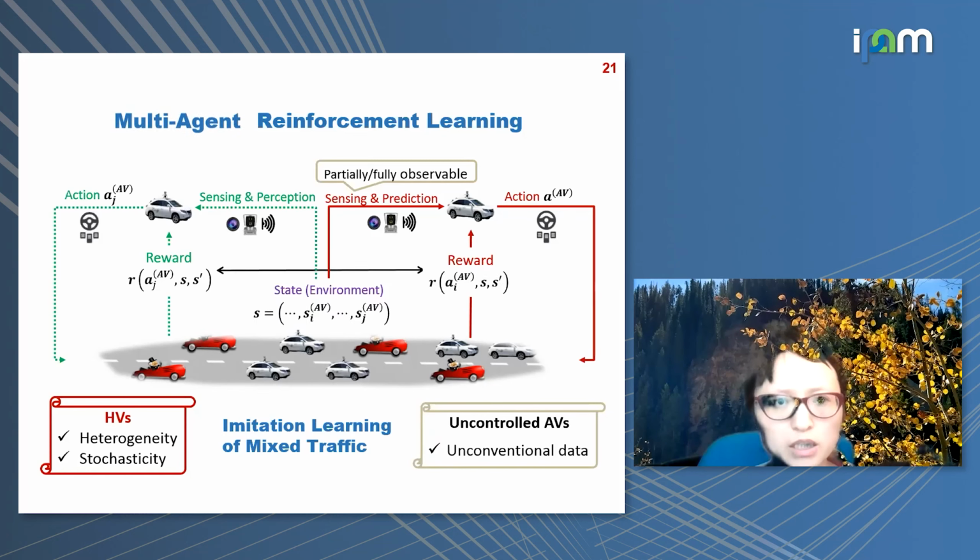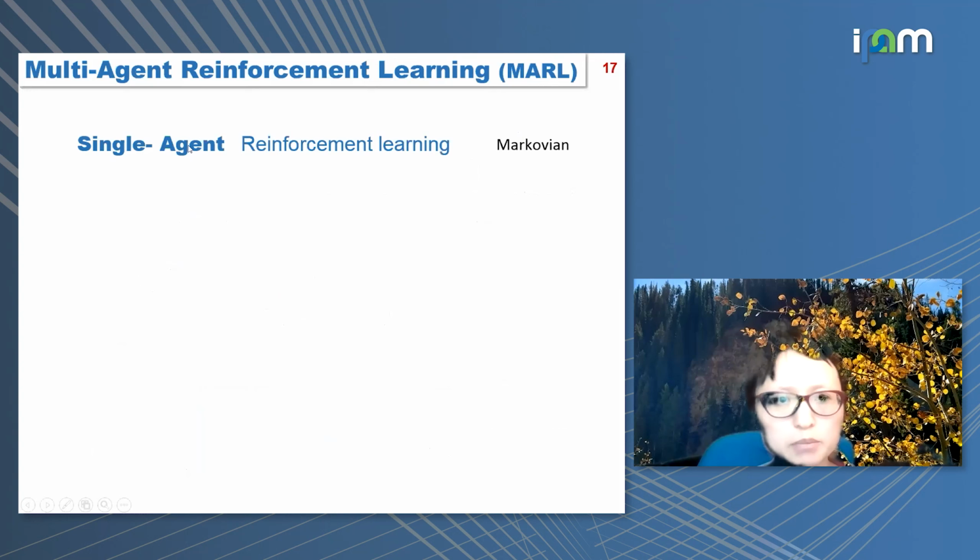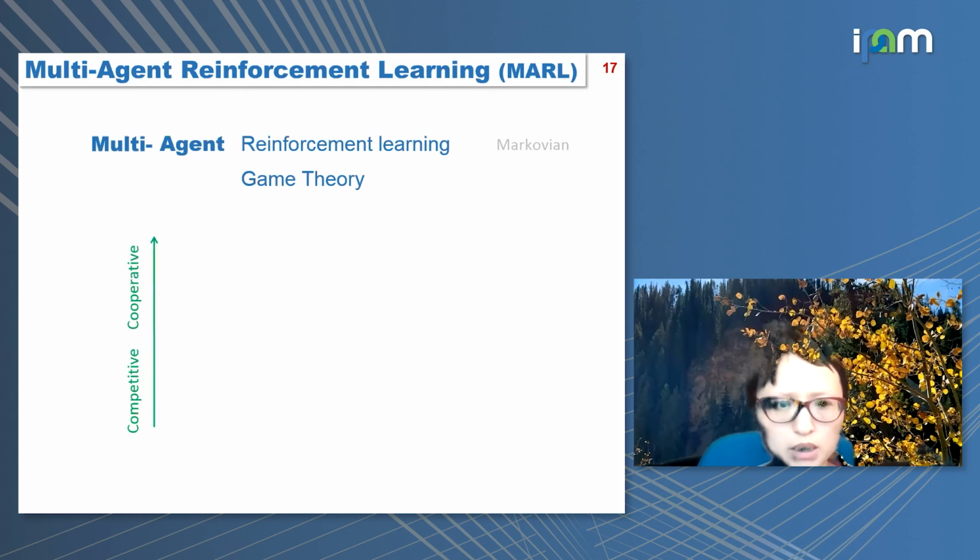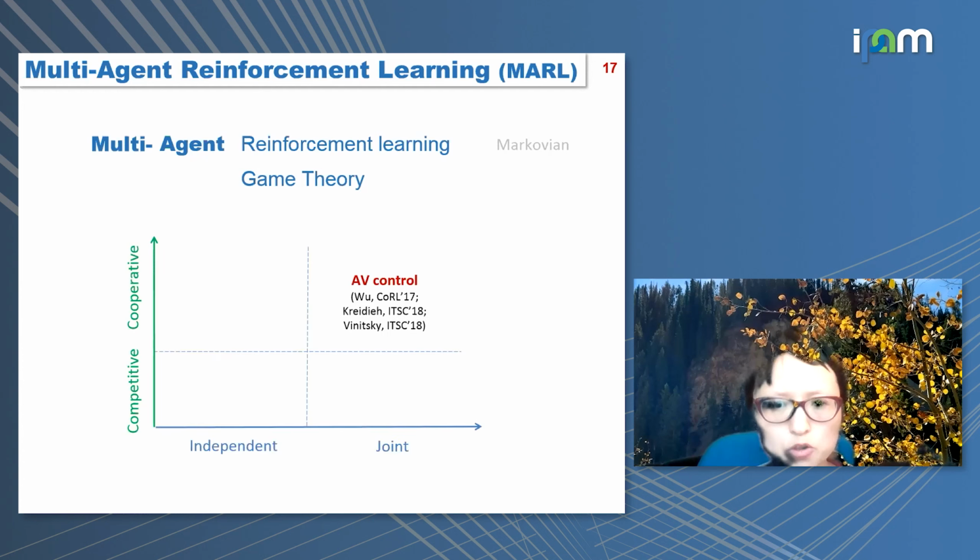Another direction is, if we add more and more AVs, we need to control all of them using multi-agent reinforcement learning. So another challenge is how we can move from single-agent reinforcement learning to multi-agent, because the environment is not Markovian anymore. That's why there is now an emerging trend of study at the intersection of game theory and multi-agent reinforcement learning. And then I quickly classified the existing AV control models and mapped them to this chart.